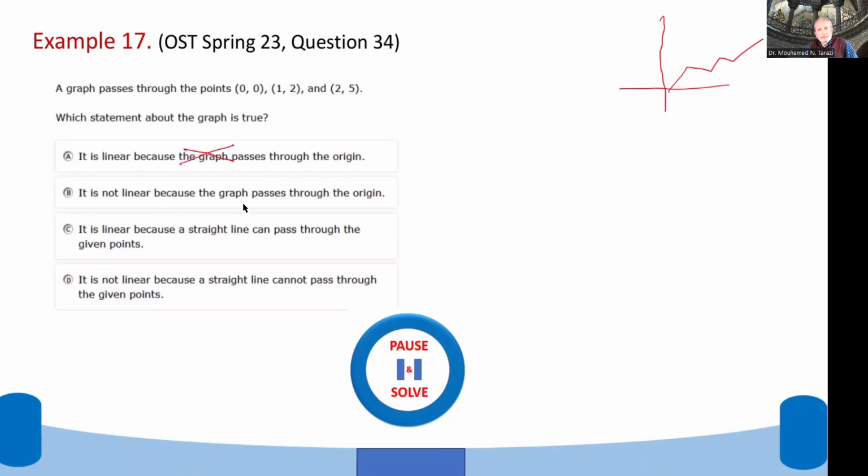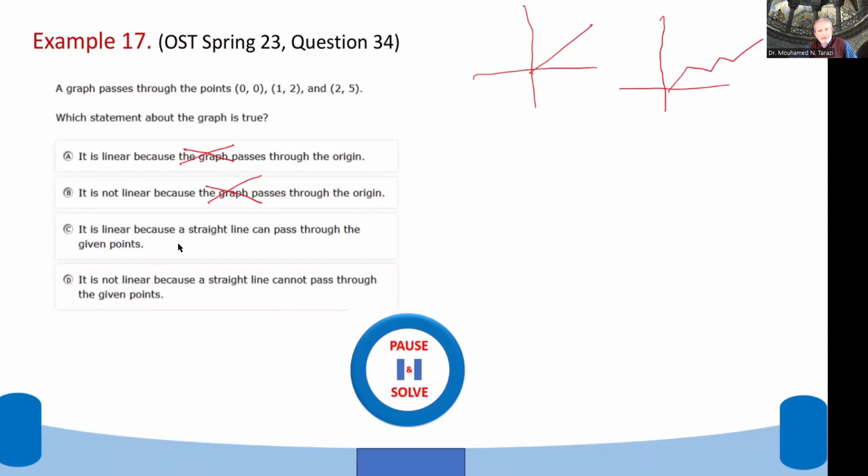It is not linear because the graph passes through the origin. That has nothing to do with being not linear. Because here's a graph that passes through the origin and it's linear, okay? So it says it's not linear because the graph passes through the origin. No, if the graph passes through the origin, it can be linear. So this option is not acceptable.